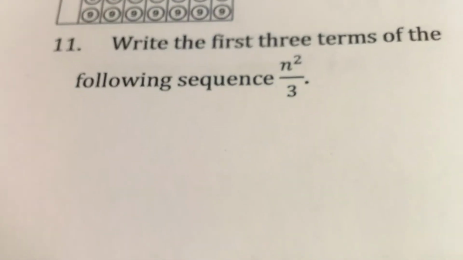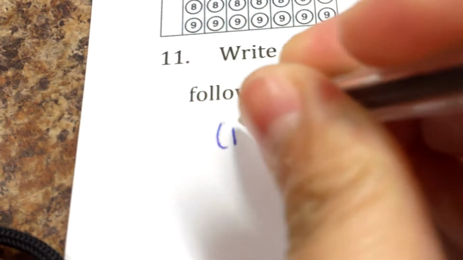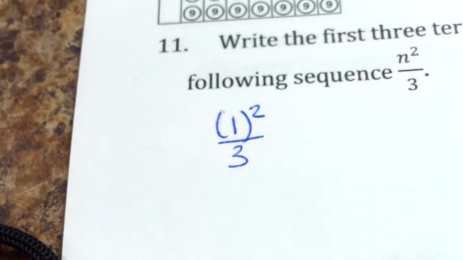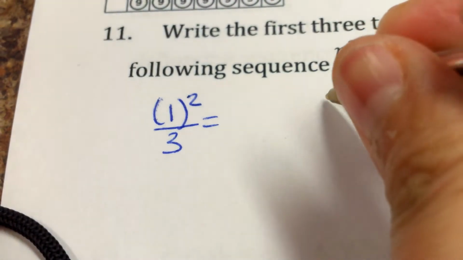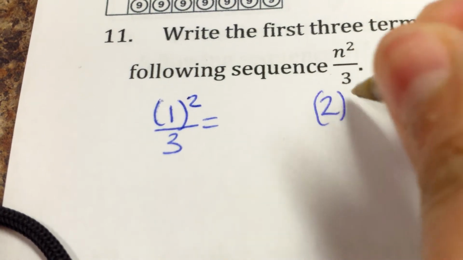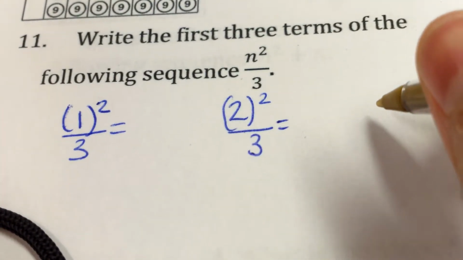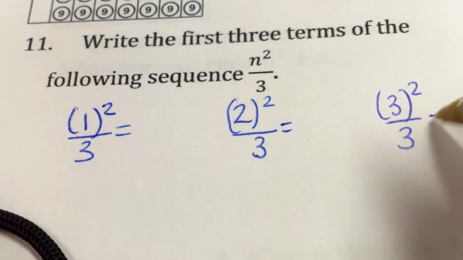So we want the first three terms, so we're going to plug in a 1 inside the n. So I'm going to have 1 squared, then divided by 3. And that will give me my first term. If I want to find the second term, I plug in a 2. 2 squared, then divided by 3. If I want to find the third term, I plug in a 3. 3 squared, divided by 3.